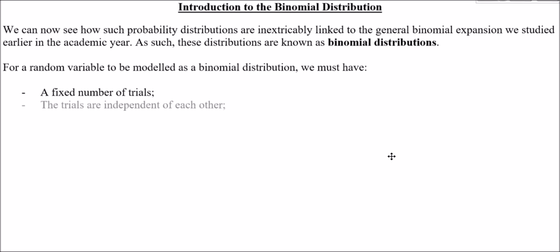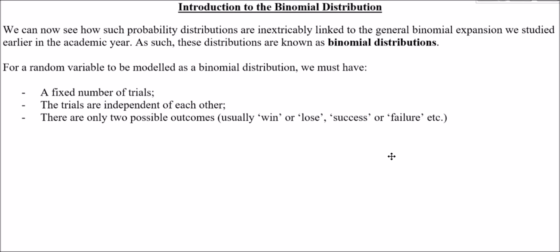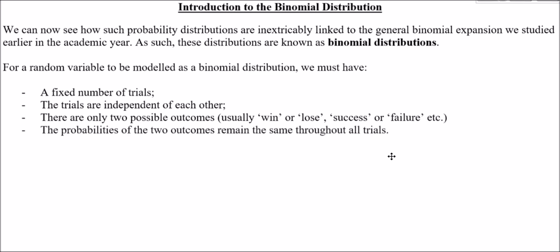The trials are independent of each other. So what that's saying is the probability of one game is independent of the probability of the other game. The probabilities are fixed. There are only two possible outcomes: win or lose, success or failure, get a job, don't get a job, whatever it might be. It needs to be binary, either one or the other. Binary, in other words, has to be binomial. And finally, the probabilities of the two outcomes have to remain the same throughout the trials. So the trials have to be independent of one another, and also the probabilities must be fixed.